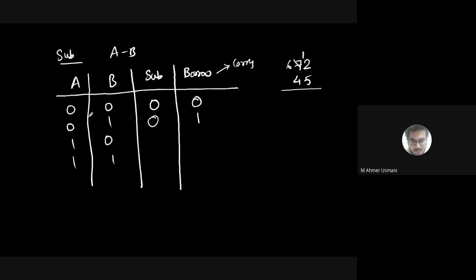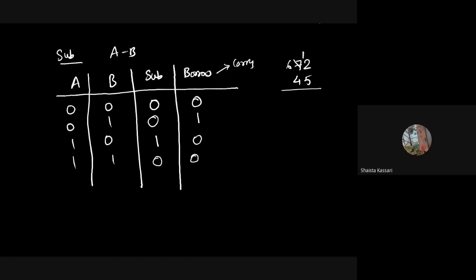After that, what happens next? 1 minus 0, what will you get? It is 1. And what about borrow? 0. Then 1 minus 1, the subtraction is 0. Borrow is 1 in one case, and 0 in the others. Is this clear? Yes, sir. Any doubt?